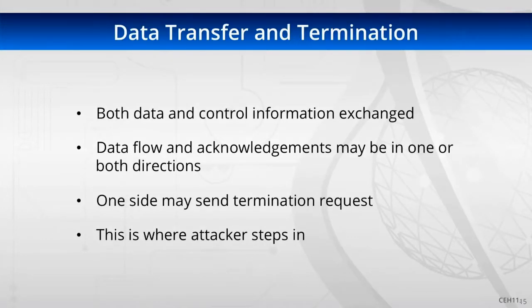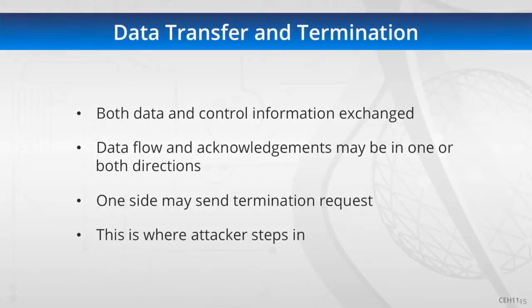Data transfer and termination. So we both agreed on the data and the control information to exchange back and forth. We get that out of the way. We do the data flow and acknowledgments. We can do the acknowledgments in both directions. With TCP, that's exactly what we do. Some, like UDP protocol, since there's no connection set up, we just keep on sending and praying that we'll actually get the response. One side can terminate the request.